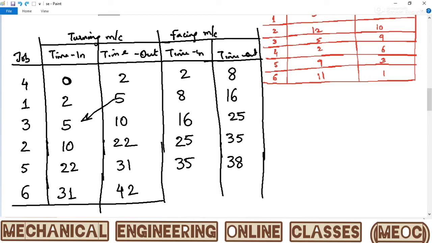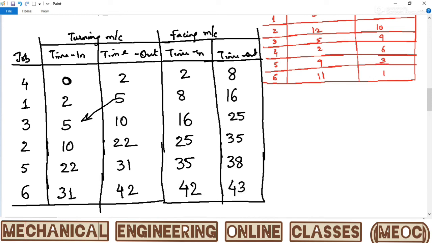But the 6th job is busy in the 38th minute on the turning operation, because from 31 minutes to 48 minutes it is on the turning machine. So our facing machine is now waiting for the 6th job to be out from the turning machine. When will the 6th job be out of the turning machine? In the 42nd minute. So at the 42nd minute, the 6th job is going on to the facing machine. And how much time will it take on the facing machine? It takes only 1 minute. So that is 43.